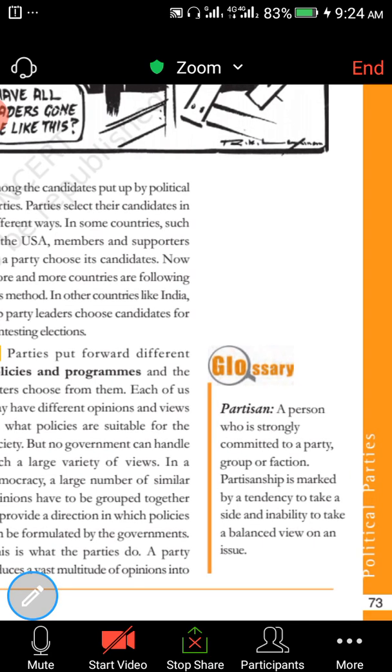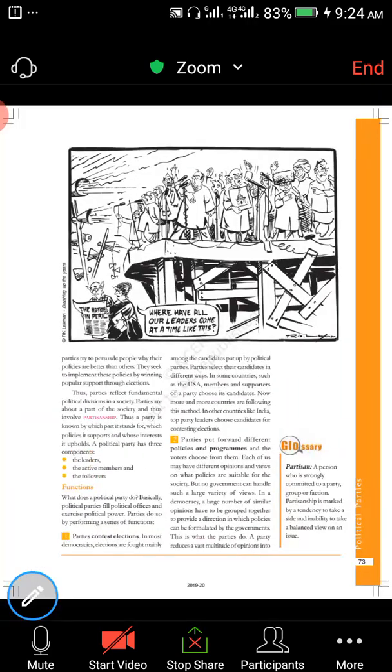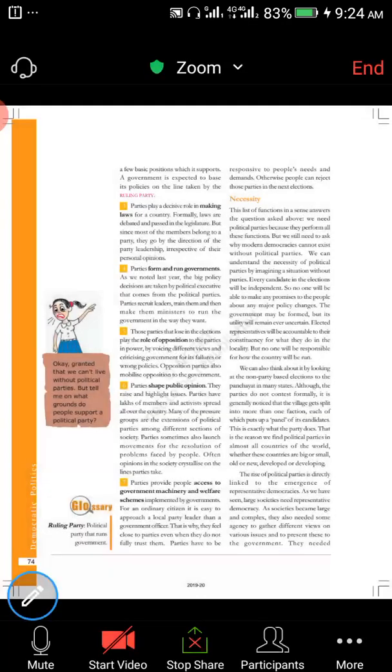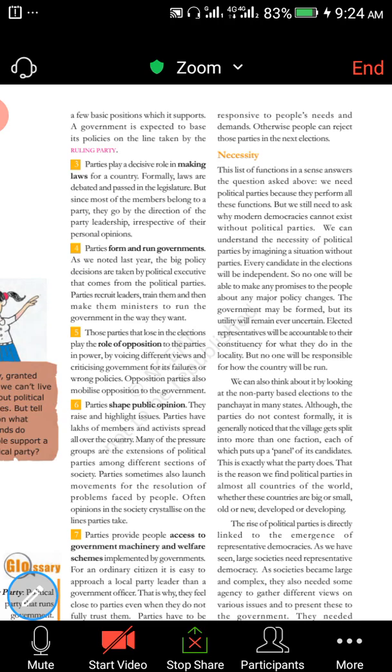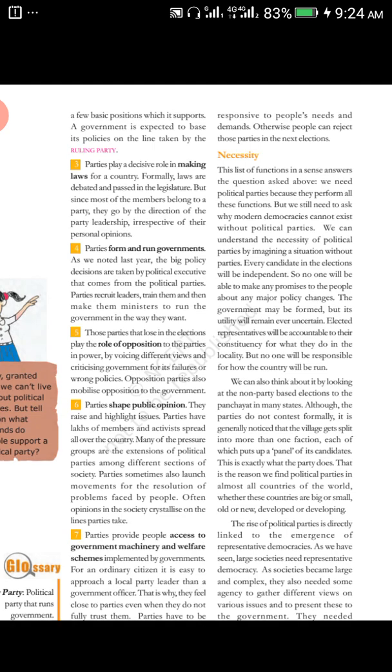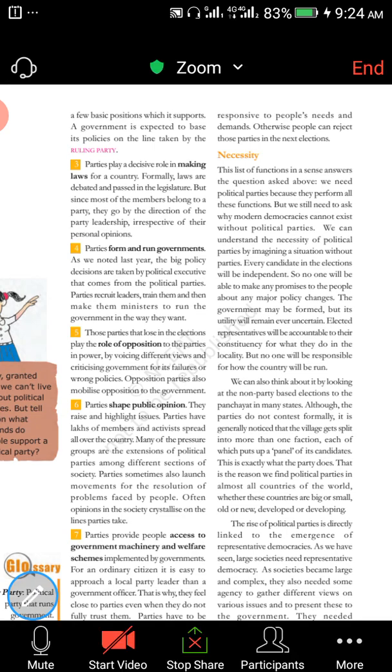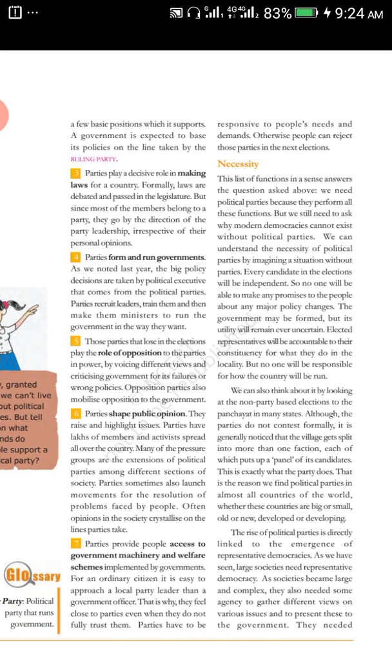And here you may see a person who is strongly committed to a party, group or faction. Partisanship is marked by a tendency to take a side and an inability to take a balanced view on an issue. What does it mean? Some persons always think about the upliftment of the society. Is it clear? So, first you have to write down the questions related to what is the meaning of a political party.